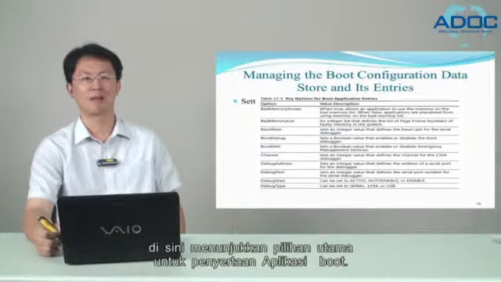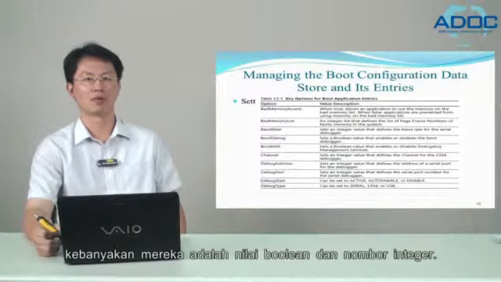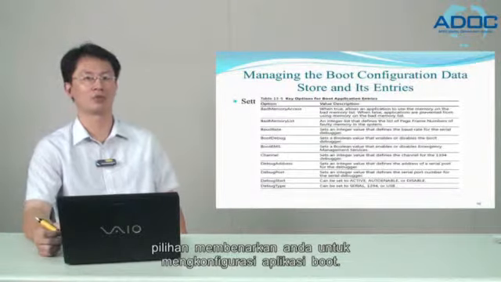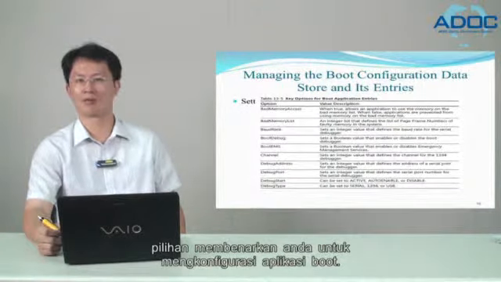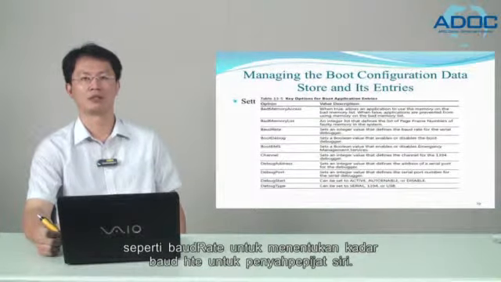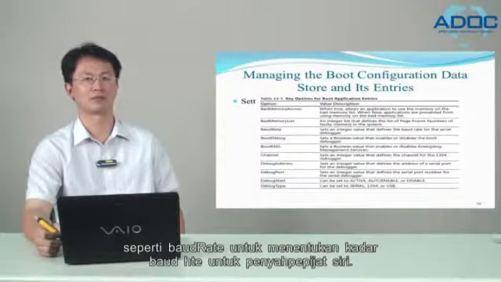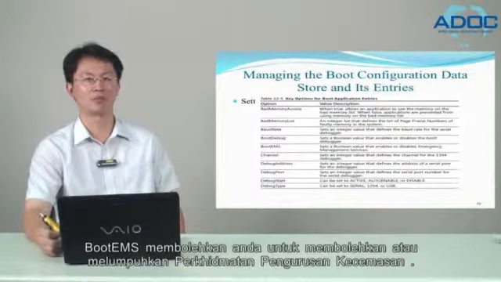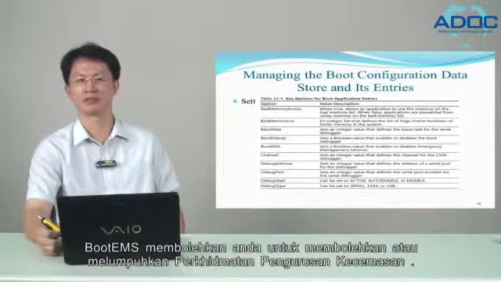Here shows the key options for boot application entries. Most of them are Boolean values and integer numbers. Options allow you to configure the boot applications, such as baud rate, to define the baud rate for the serial debuggers. Boot EMS allows you to enable or disable Emergency Management Services.